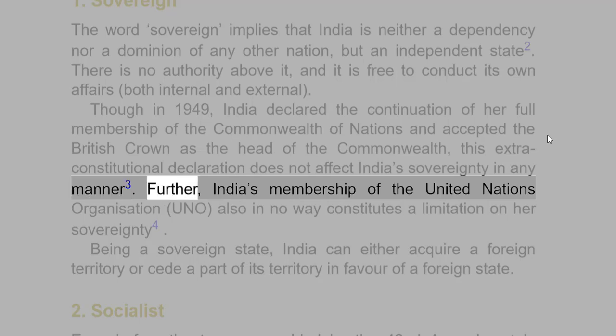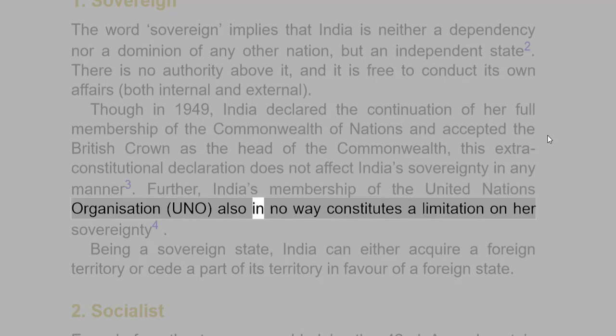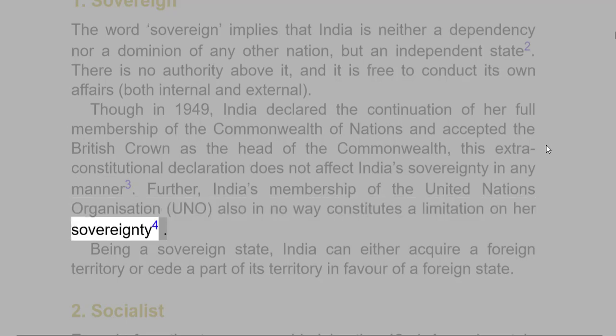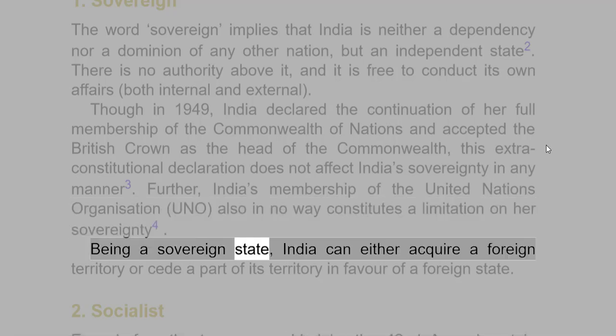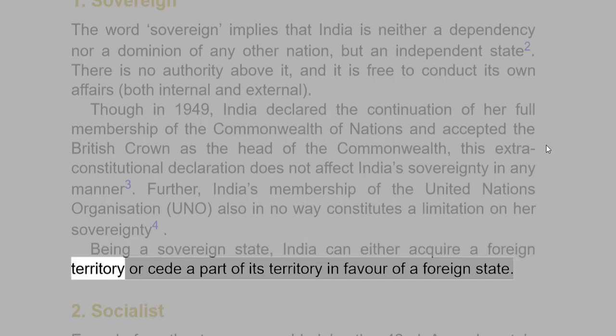Further, India's membership of the United Nations Organization, UNO, also in no way constitutes a limitation on her sovereignty. Being a sovereign state, India can either acquire a foreign territory or cede a part of its territory in favor of a foreign state.